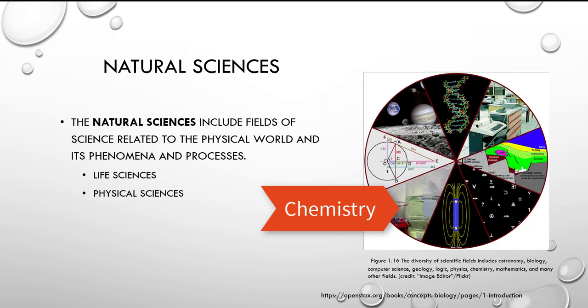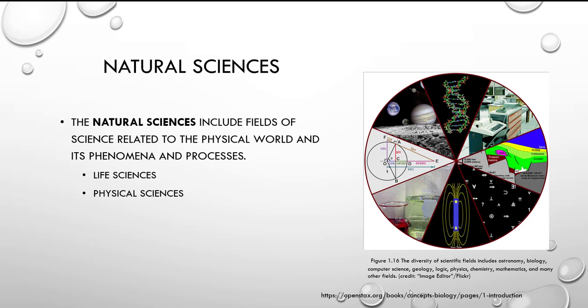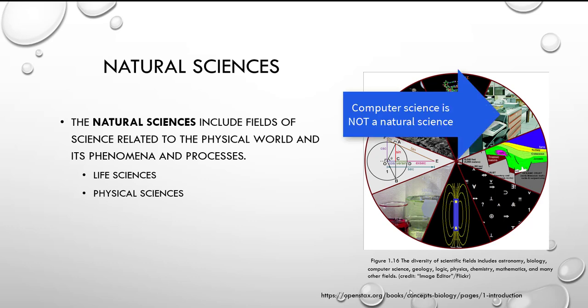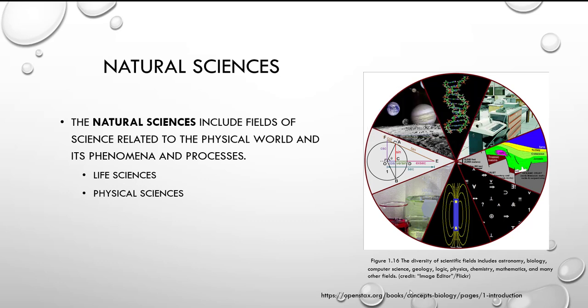Things that are not considered natural sciences would be like computer science. Computer science is man-made, right? We created computers, so that's not considered a natural science. We will be dealing with natural science because that's a life science. Biology is considered natural.